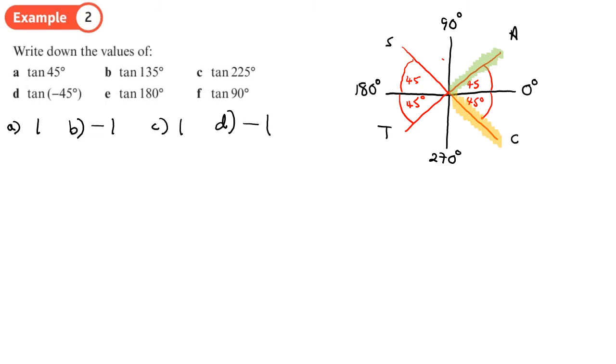Then E, tan 180. Well, I don't need the CAST diagram for this, but I know that tan 180 is 0. And tan 90, that's where there's an asymptote, that gap. So we say that it's undefined, because there's an asymptote there.